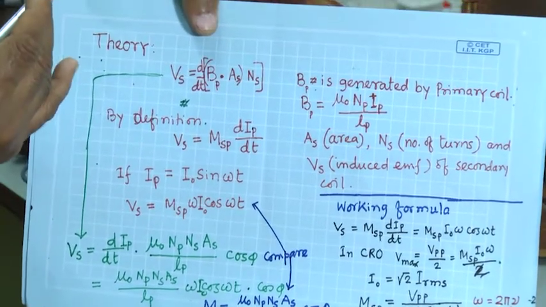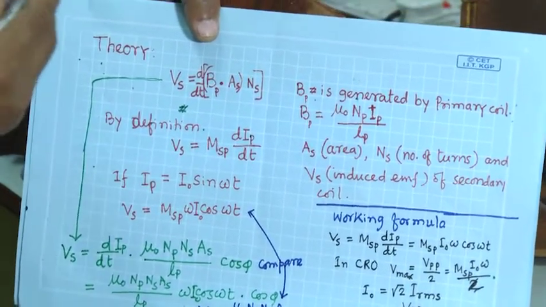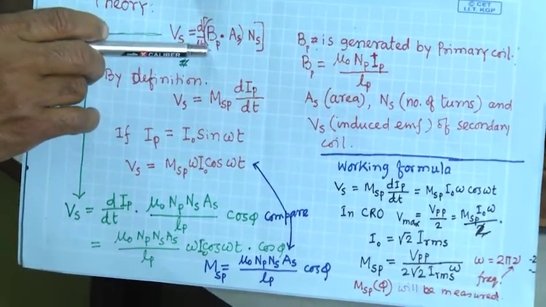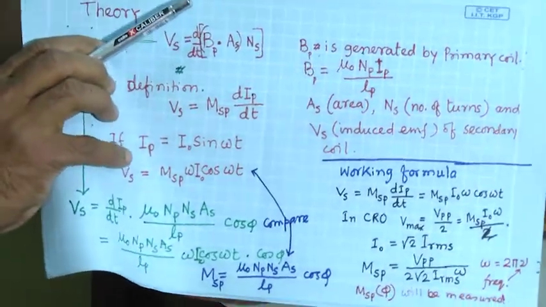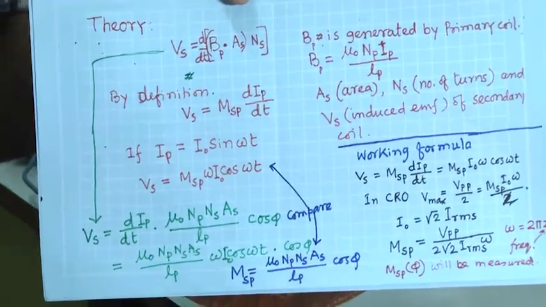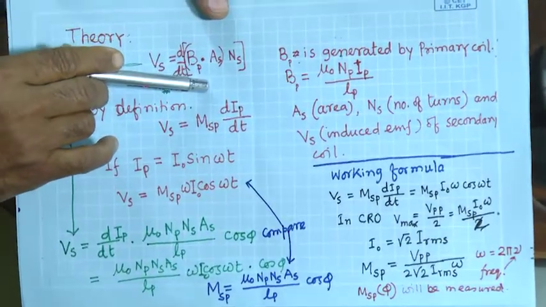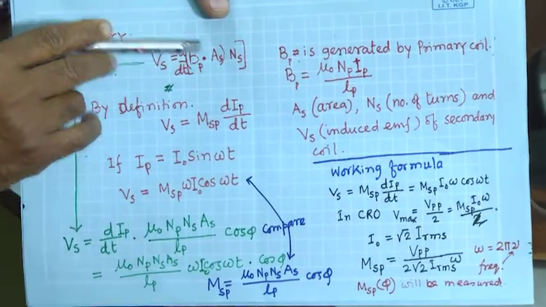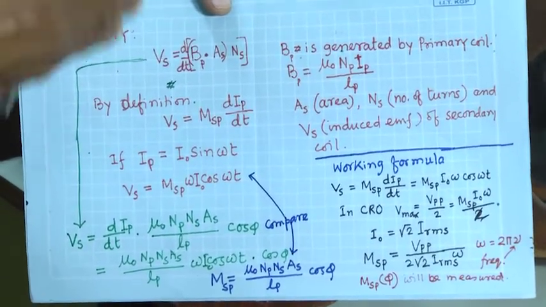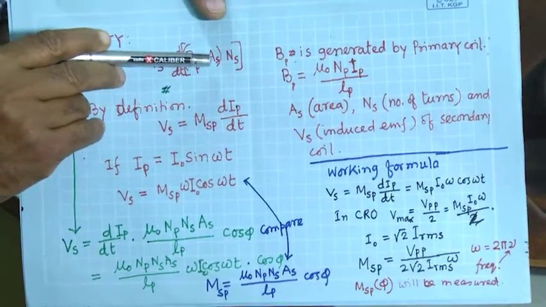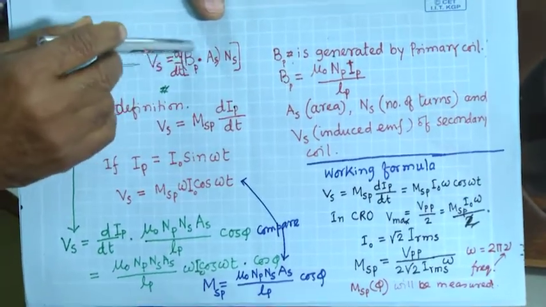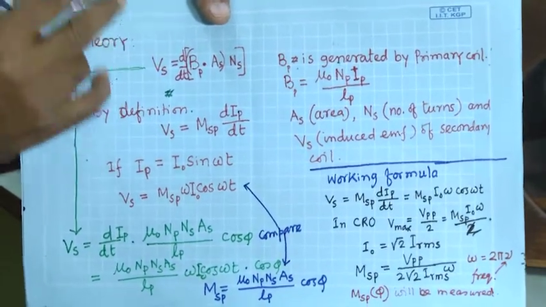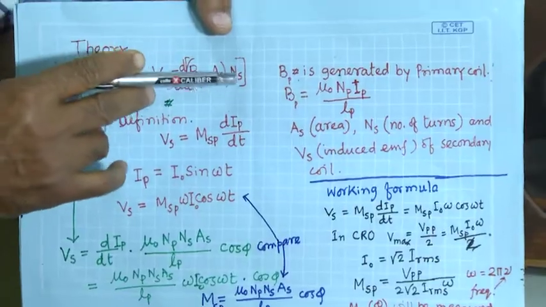What is the magnetic field from coil 1? That is Bp, the magnetic field from the primary coil. This magnetic field is passing through the secondary coil. So, flux is B dot A, where A is the area of the secondary coil. This is the flux for each turn of the secondary coil, so if the number of turns is Ns, I have to multiply with Ns.